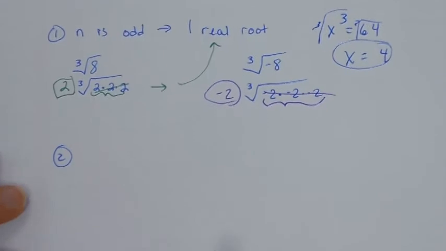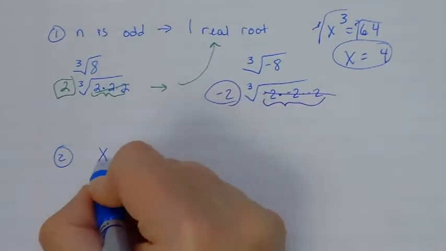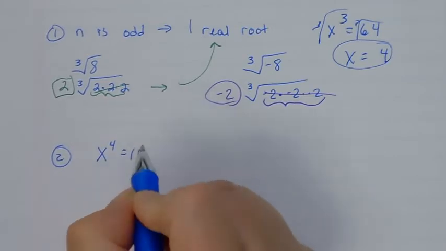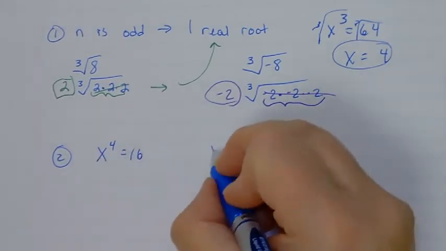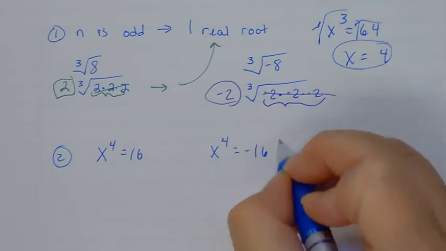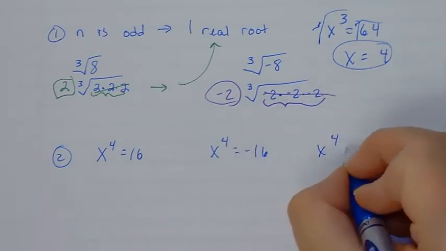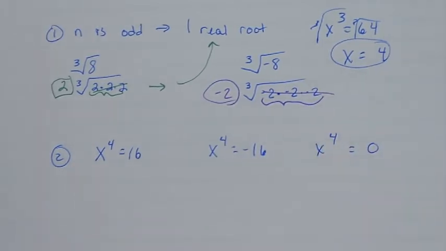Let's do the even example, and I'll show you what I mean, and you can compare. So if this is even, let's say I had x to the 4th equals 16. And let's do x to the 4th equals negative 16. And let's do x to the 4th equals 0. We'll talk about all three of those options.